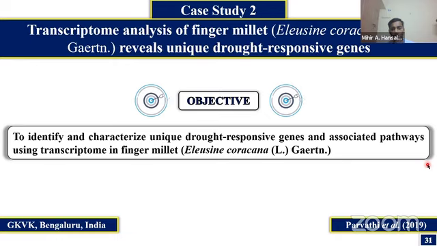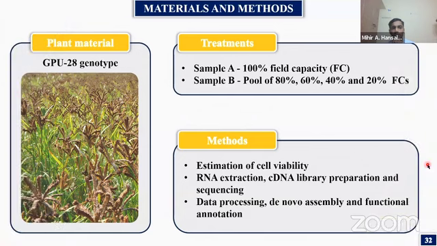to identify and characterize unique drought responsive genes and associated pathways using transcriptome in finger millet. The plant material used is GPU28 and the treatments given are: sample A is 100% field capacity and sample B contained a pool of 80%, 60%, 40%, and 20% field capacity.